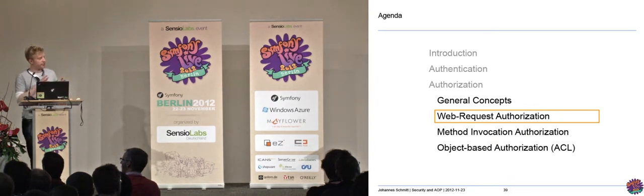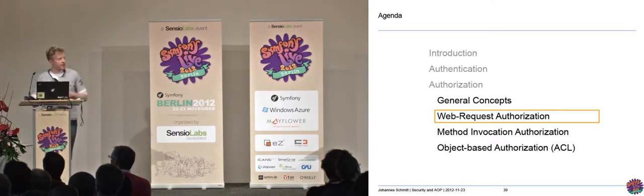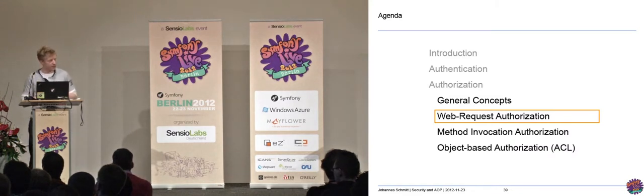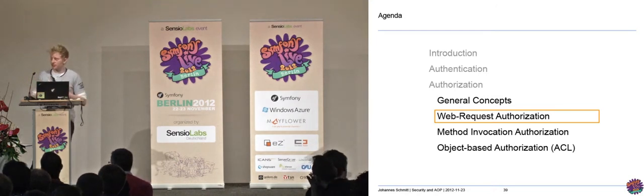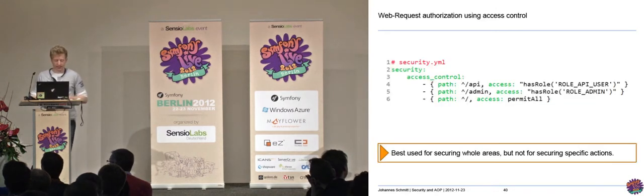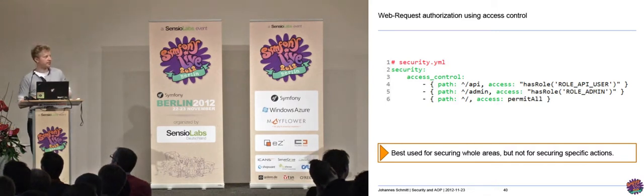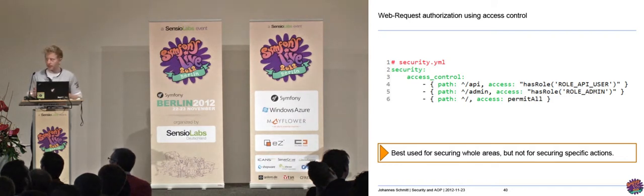So then to the different forms of authorizations that we have. That is the first, the web request authorization, where we basically make a decision on the entire request. That is possible in the access control section of the security YML, and I would only recommend to use this for very general areas that you can limit access, but not for specific controller actions.